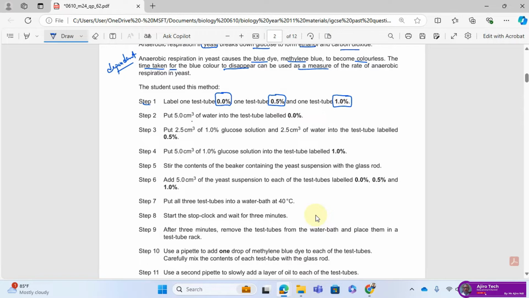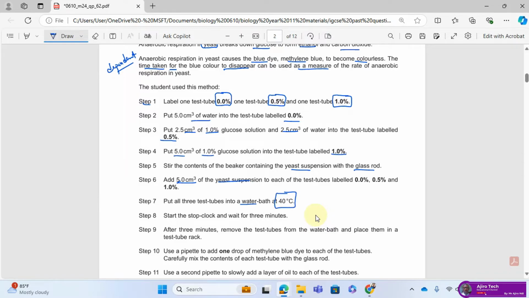We put 5 cm cube of water in a test tube labeled 0.0, 2.5 cm cube of 1% glucose and 2.5 cm cube of water to make 0.5, then 5 cm cube of 1% glucose to give you 1.0. That's how we made our 3 different concentrations. Now it says stir the content of the beaker containing yeast suspension with a glass rod. Add 5 cm cube to each of the test tubes. Put all test tubes into a water bath regulated at 40 degrees.